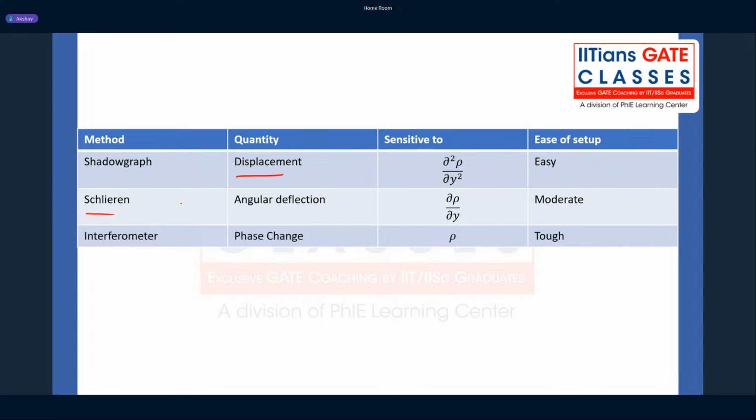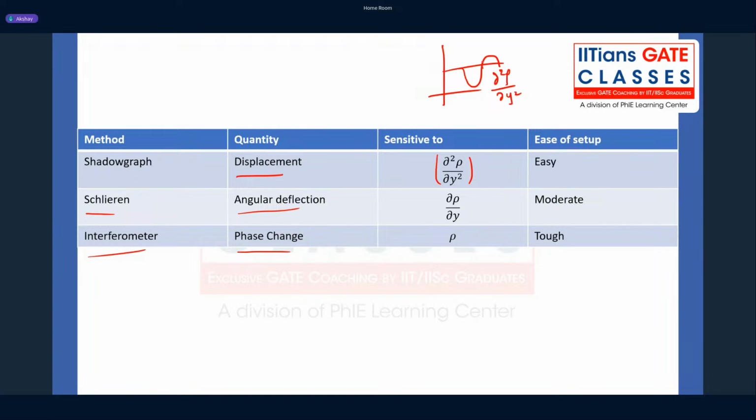The next one is Schlieren, which gives you an angular deflection. The other one is interferometer, that is going to give you a phase change. What the shadowgraph is actually sensitive to is the second derivative of the density, because what you are going to see is only the dip and rise, nothing else. So it is basically going to give you a second derivative of density.